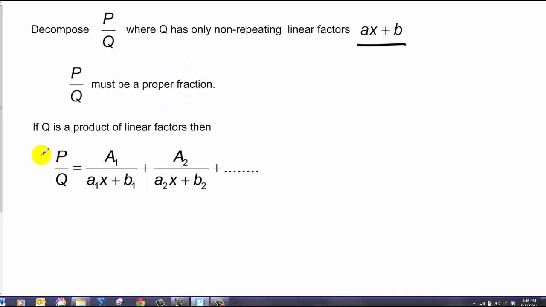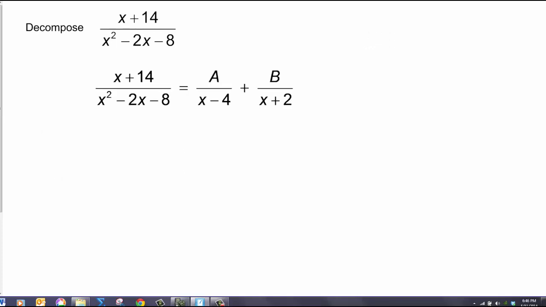If I split this fraction up, it's going to split up into the sum of a constant A1 over a specific linear factor, plus another constant A2 over a different linear factor, for as many factors of Q as there are. Looks kind of confusing as we look in the general terms, but let's talk about specifics.